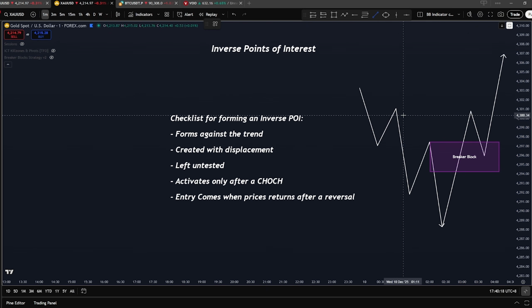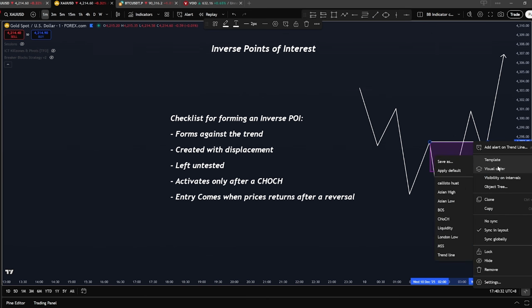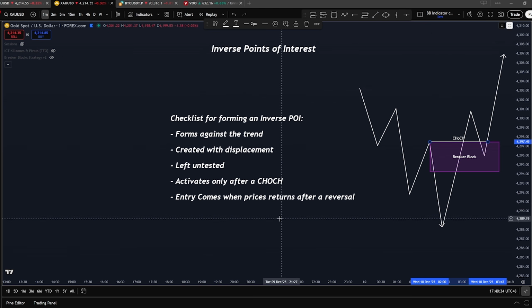Meaning, once again, let me refresh your memory if you don't know what a change of character is. High, low, lower high, lower low, lower high, lower low. If the market here breaks out of this bearish trend and breaks past the most recent lower high, you create a bullish reversal pattern, what we call a change of character.